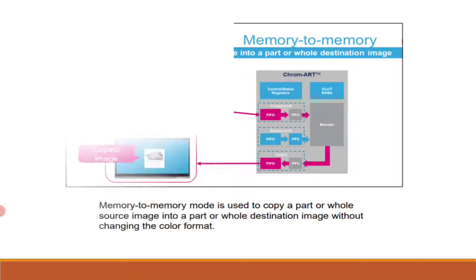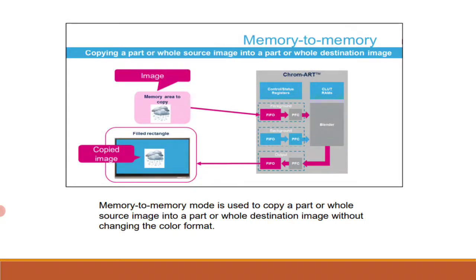memory to memory mode is used to copy a part or whole of the source image into a part or whole of the destination image without changing the color format, just as shown in this figure. So we have an image and a copied image here through the FIFO. We are copying memory to memory.